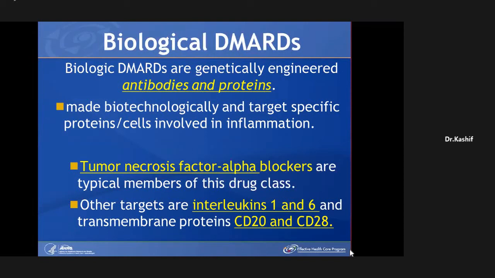These drugs basically act specifically on mediators like tumor necrosis factor alpha. So one class belonging to this is the tumor necrosis factor alpha blocker. Then we have interleukin 1 and 6 blockers, and we also have CD20 and CD1. So they are specific biological DMARDs, like antibodies, and antibodies specifically affect the target organ. So in that case, you should know the mechanism of action is important. You should know which one is a TNF-alpha blocker, which one is an interleukin 1 and 6 blocker, and which affects CD20. So they are the targets for this.